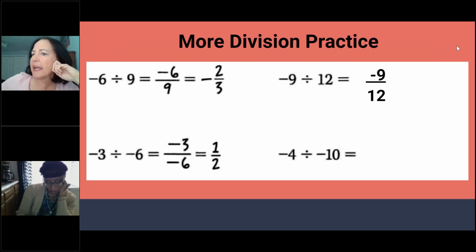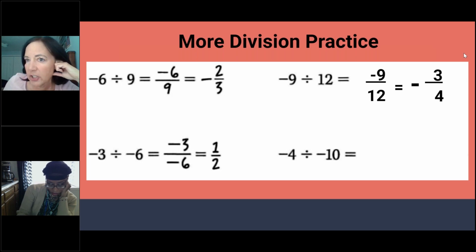But let me see. So we have a negative divided by a positive. Will our answer be a negative or a positive answer? Negative. Perfect. And Brianna is correct. -3/4. Because -9 divided by 3 is going to be a -3. And 12 divided by 3 is going to be 4. And so that is going to be much simpler than trying to do -9 and using long division to divide 12 into it. Let's try the last one.